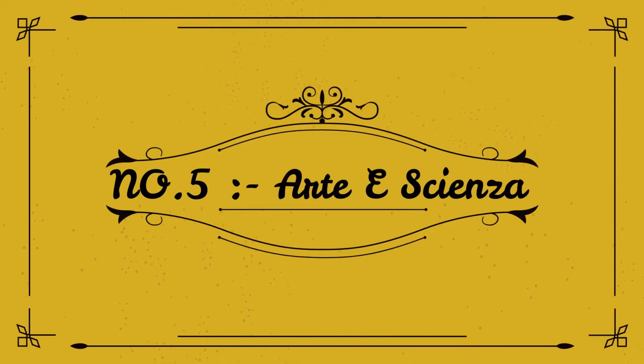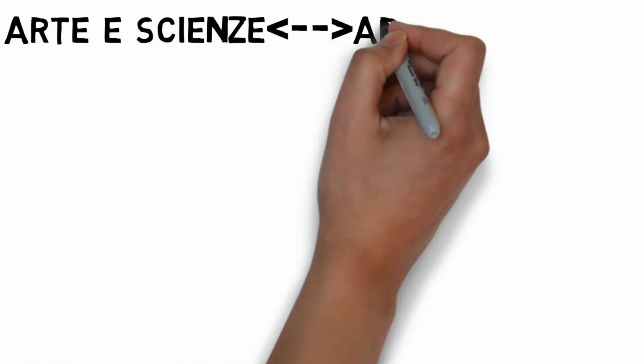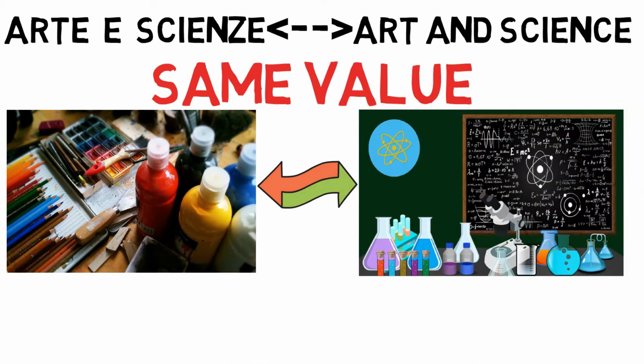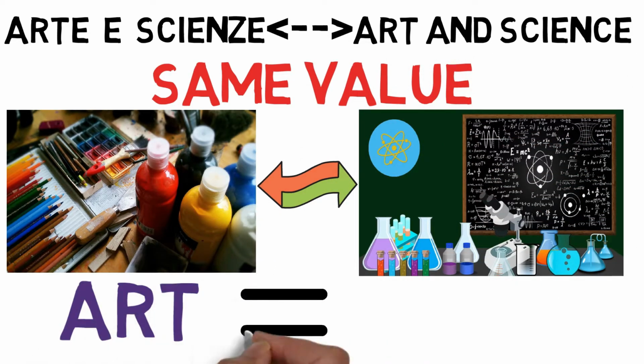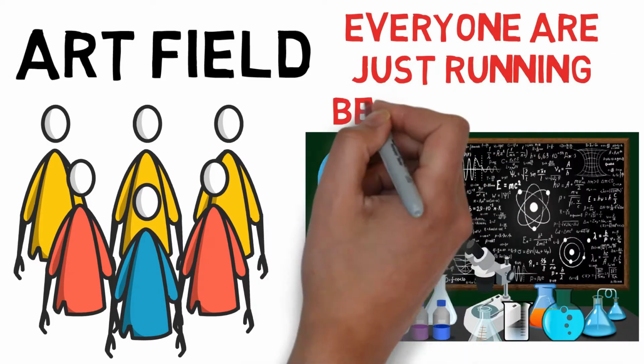Number 5. Arte e Scienze. Arte e Scienze means art and science. Leonardo da Vinci was giving the same value to art as to science, and to science as to art, vice versa we can say. Look, nowadays there are not so many artists or people who work in the art field. Everyone is just running behind the science field.